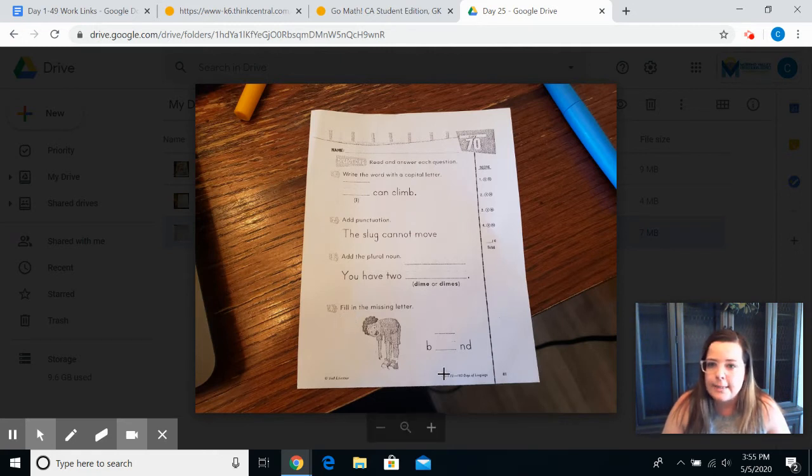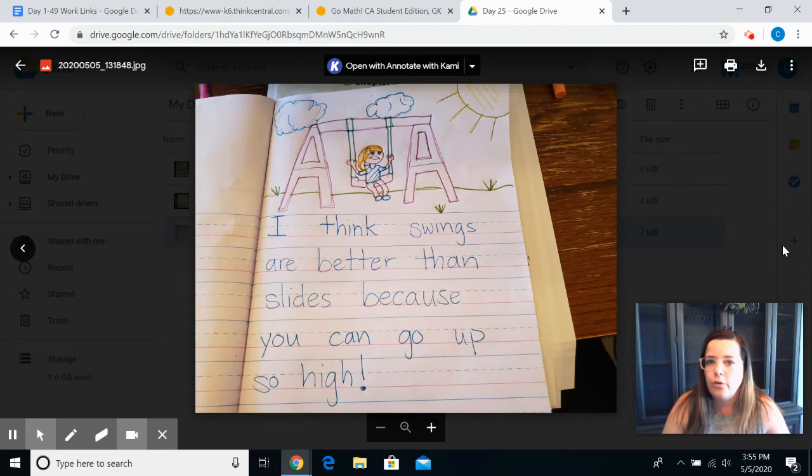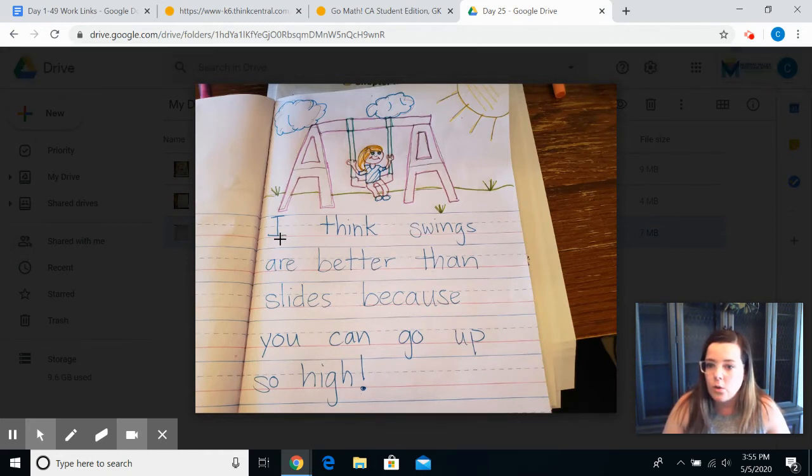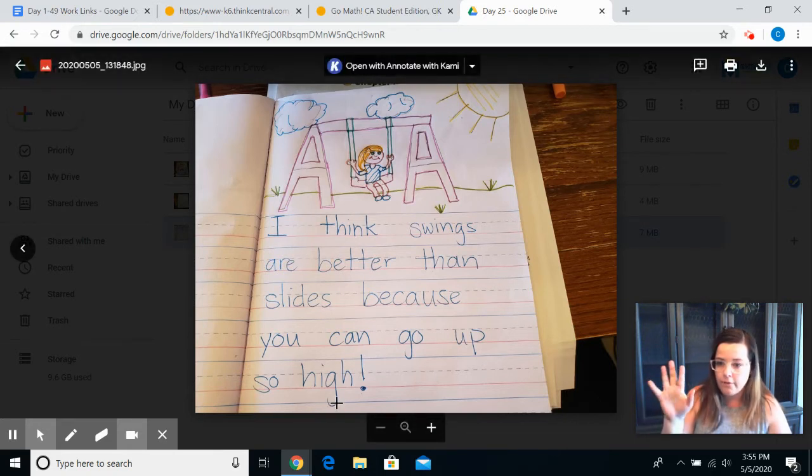The word is bend. The next thing we have is your journal for today. Remember, the question again is, do you like to go on swings or do you like to go on slides better at recess? This is what I wrote. I think swings are better than slides because you can go up high.